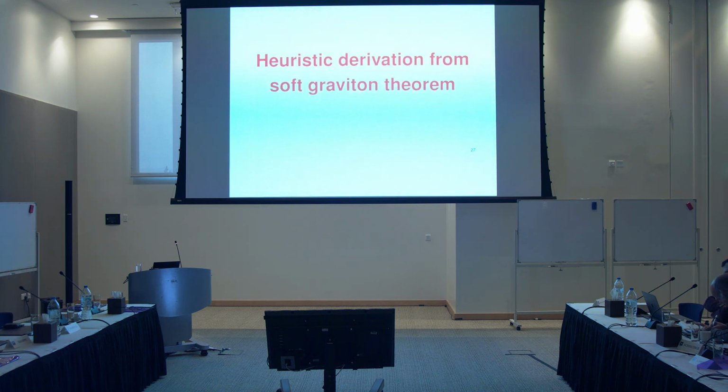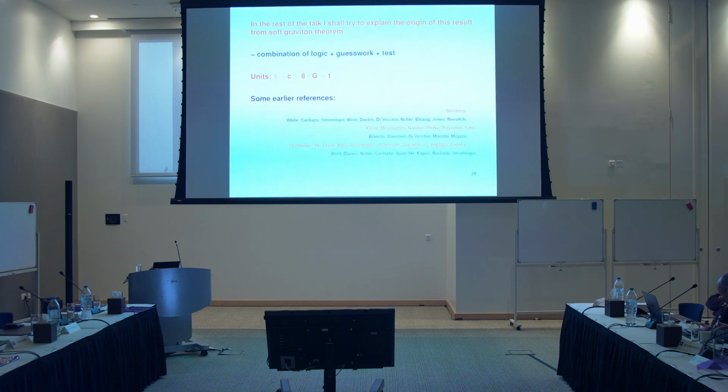Okay, so let me now go to soft graviton theorem, and I will call this the heuristic derivation from soft graviton theorem, because as we will see the derivation is not a rigorous derivation, it requires some guesswork. So, this is what I will do. It is a combination of logic plus guesswork plus test against various known formulas. Here I will use the notation h bar equal to 1, c equal to 1, and also I will set the Newton's constant to 1 over 8 pi, but at the end I will restore the Newton's constant; in the intermediate stage I will just set this equal to 1 over 8 pi.